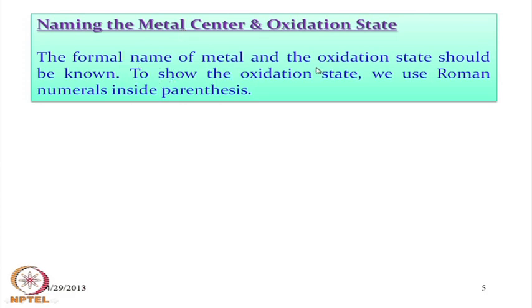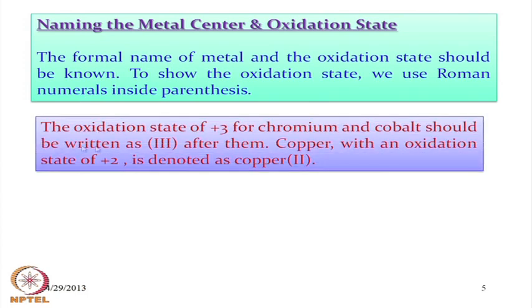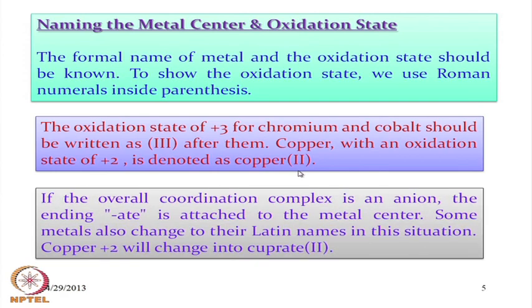So, we should know the formal name of the metal and the oxidation state, and we should write the oxidation state in Roman numerals within parentheses. So, for +3 the chromium and cobalt should be written as Roman 3 within brackets, but in case of copper the oxidation state of +2 is denoted as copper 2. If we have different oxidation states, we should not have any confusion regarding the identification of the oxidation state. We should straightaway name the oxidation state as +2 or +3, or sometimes we can have a metal oxidation state of +4.